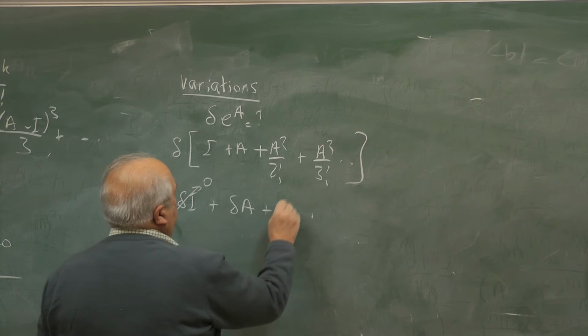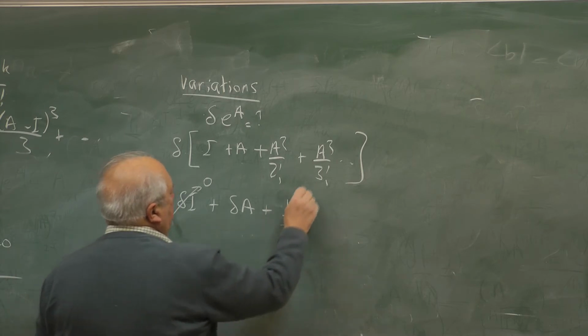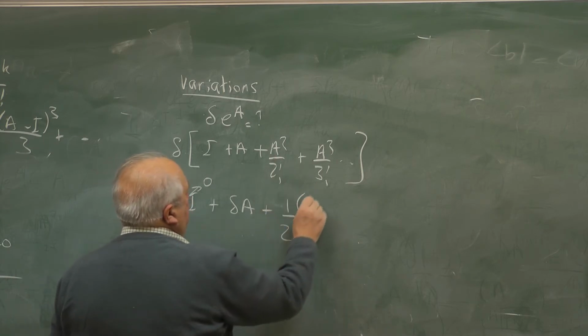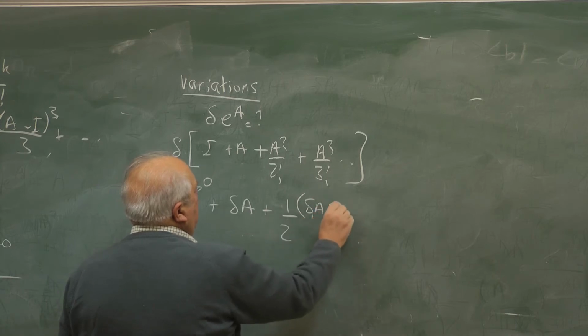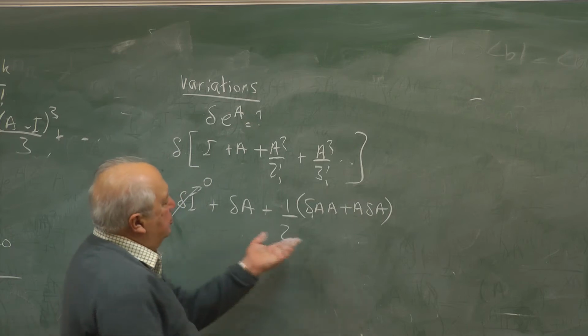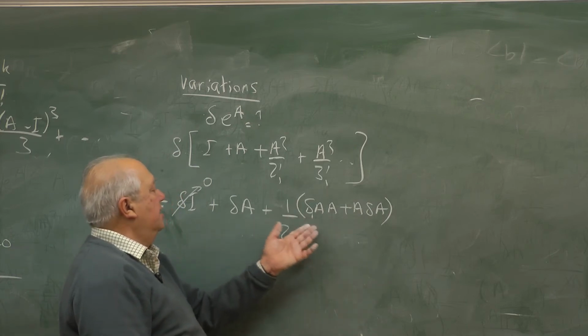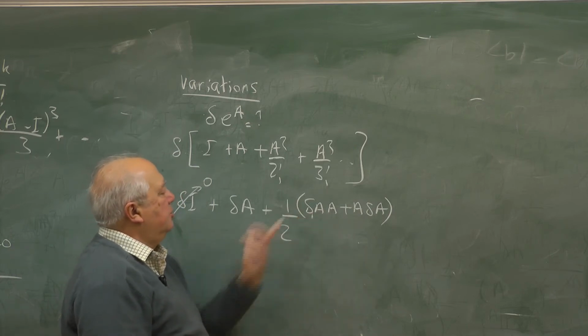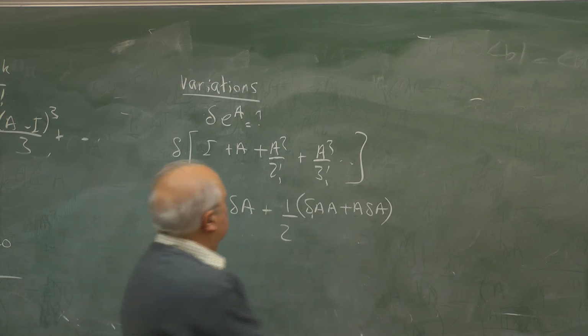Now, how about this one? 1 over 2. I have a squared, so I have delta A plus A delta A. You see, this is not 2 delta A times A or 2A times delta A because they do not commute. And how about the other one?